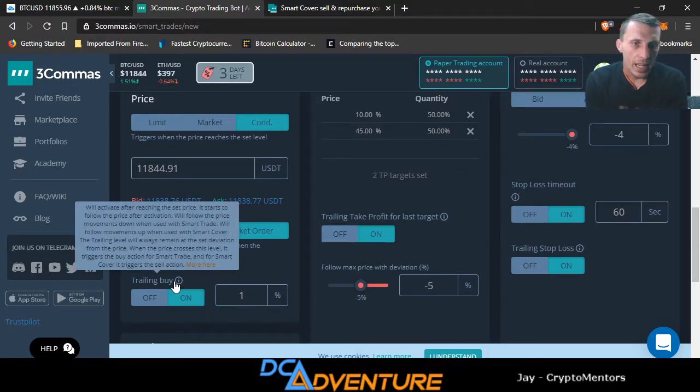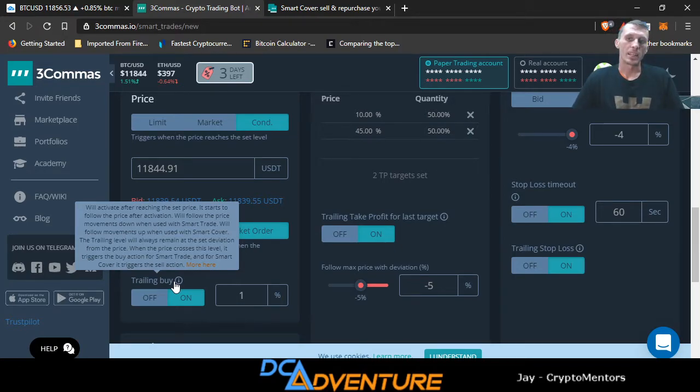Will activate after reaching the set price. It starts to follow the price after activation. Will follow the price movements down when used with smart trade. Will follow movements up when used with smart cover. The trailing level will always remain at the set deviation from the price. When the price crosses this level, it triggers the buy action for smart trade, and for smart cover, it triggers the sell action. So you guys got to get in a whole different mindset about buying and selling when you're using this terminal right here.